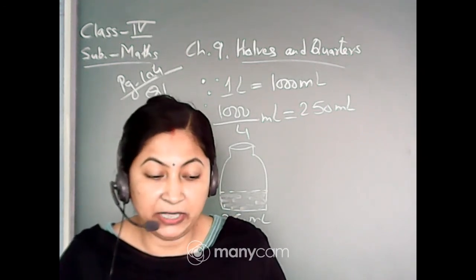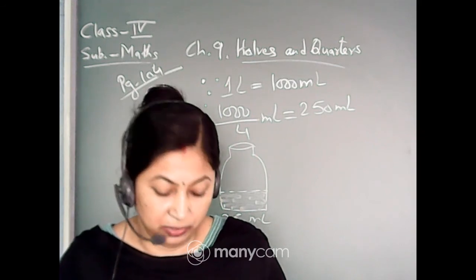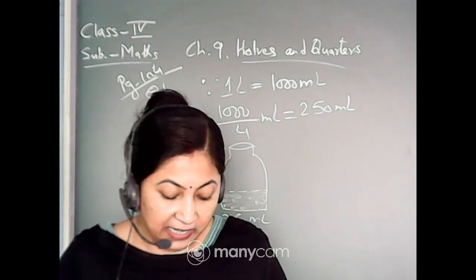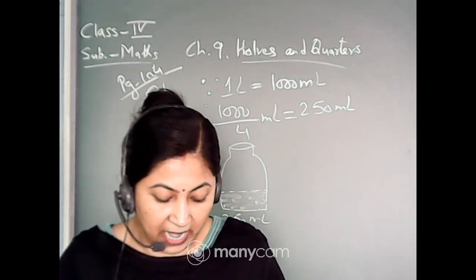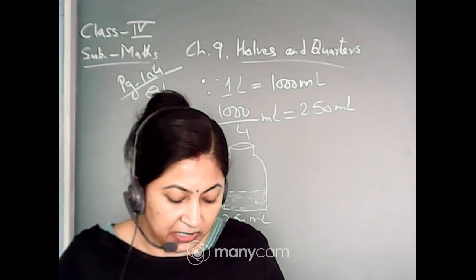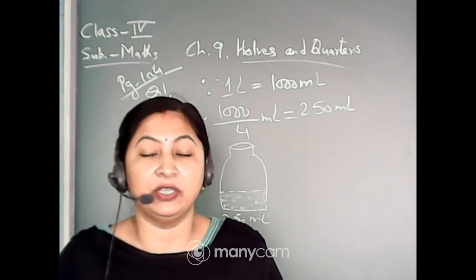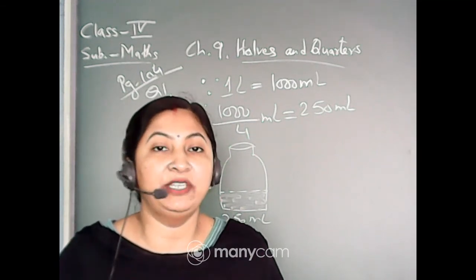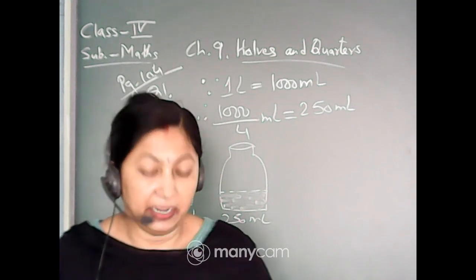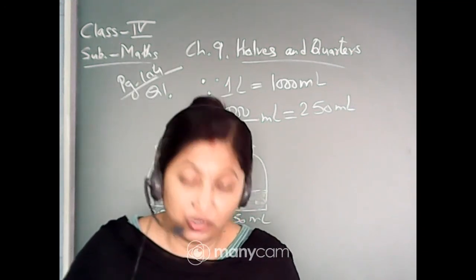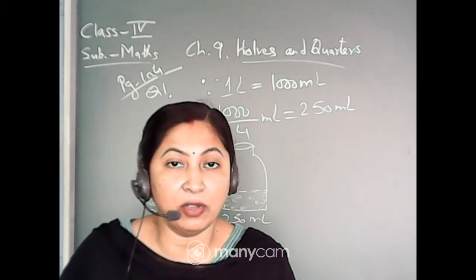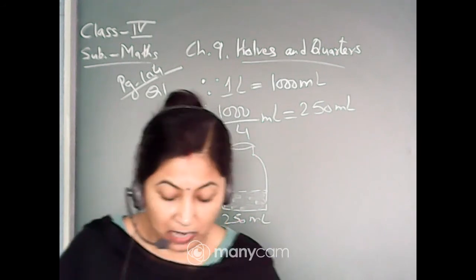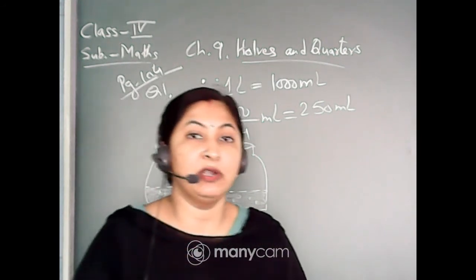Okay. Do all the things in the book. Now come to the next one. Shan poured 1 liter of milk into 2 bottles so that the first bottle holds 3 by 4 liter and the other bottle holds 1 by 4 liter. Now Shan has brought 2 bottles, and in the 2 bottles he has transferred 1 liter of milk. In the first bottle he has poured 3 by 4 liter of the milk, and in the second bottle he has poured 1 by 4 liter of the milk. You have to find out how many milliliters of milk are in the first bottle and in the second bottle.